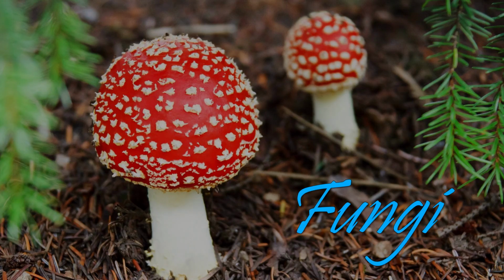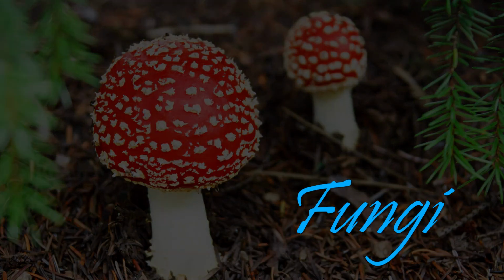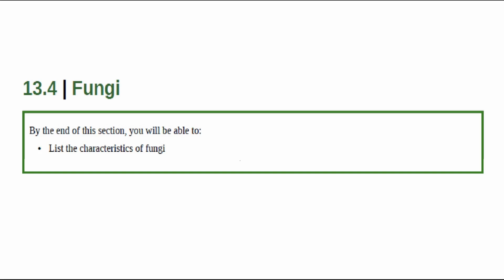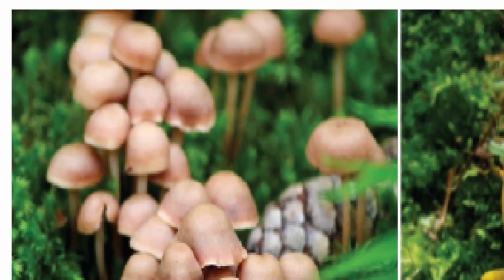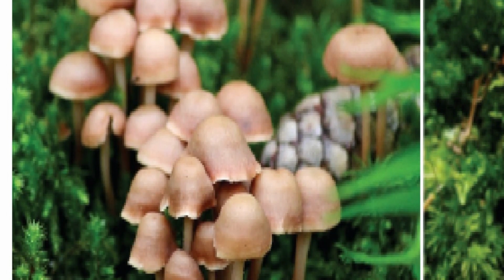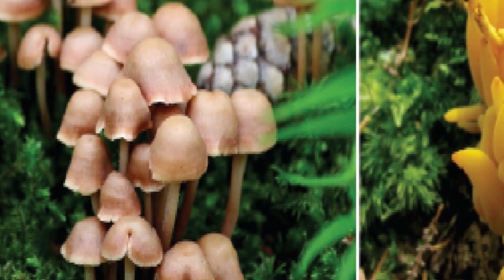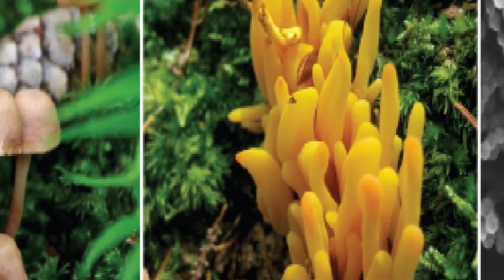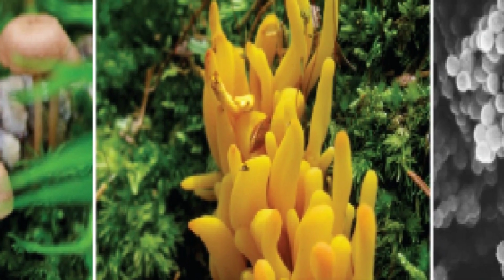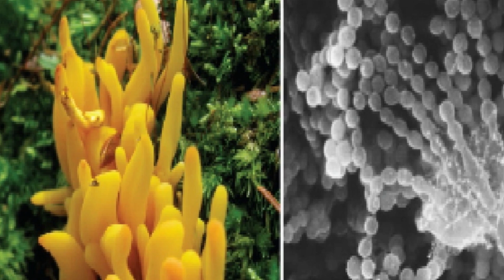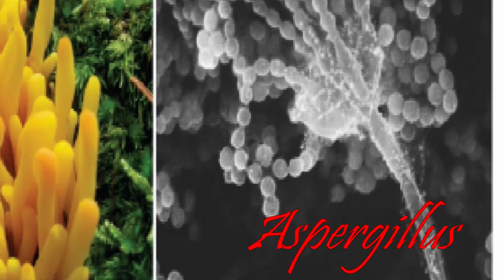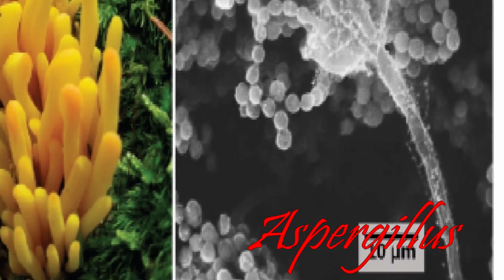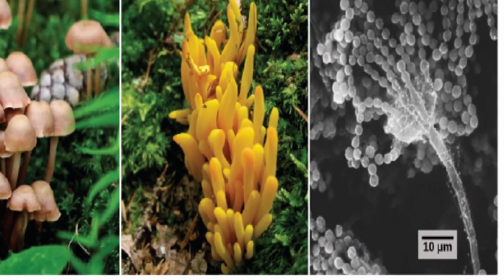Fungi. By the end of this video, you will be able to list the characteristics of fungi. Figure 13.20. The familiar mushroom is only one type of fungus. The brightly colored fruiting bodies of this coral fungus are displayed. This electron micrograph shows the spore-bearing structures of Aspergillus, a type of toxic fungi found mostly in soil and plants.